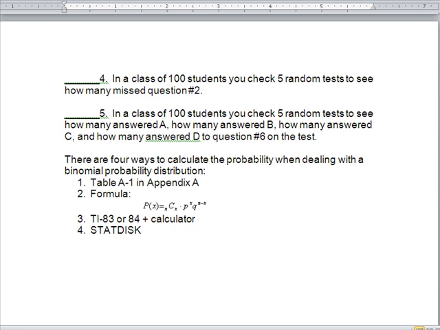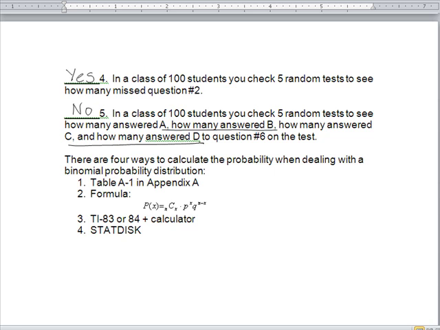In a class of 100 students, you check 5 random tests to see how many answered A, how many answered B, how many answered C, and how many answered D to question number 6 on the test. This one, again, would not be binomial, because we have actually 4 possible outcomes, and we're looking only for 2 possible outcomes. So we've got 2 more than what we need in this particular case.